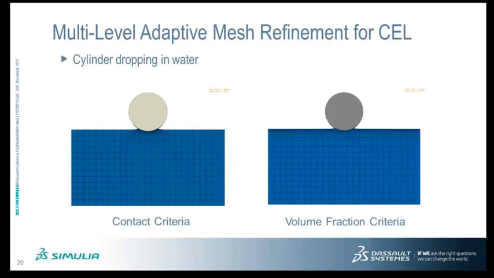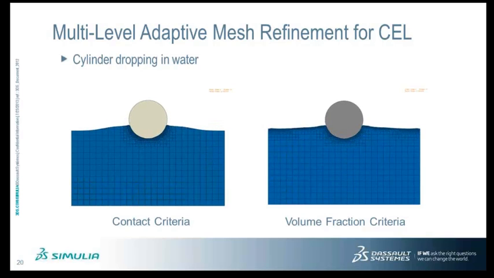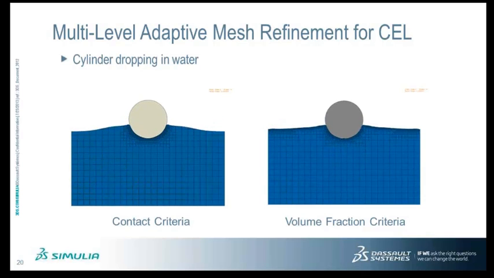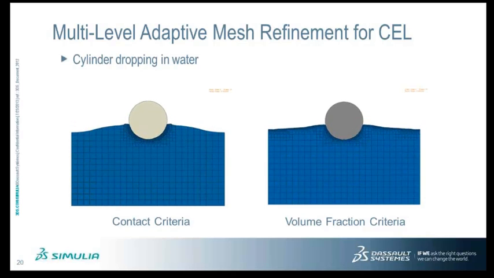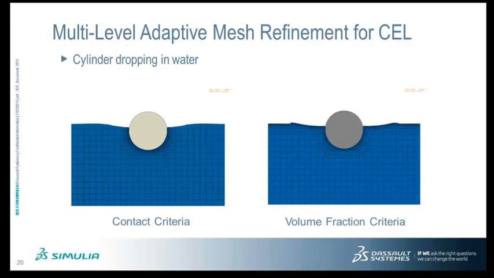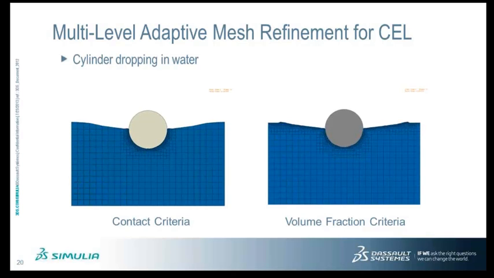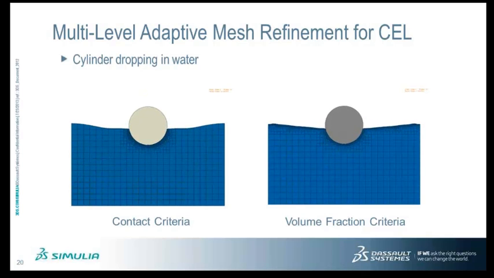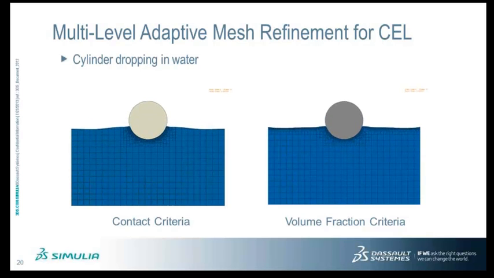Okay, so the last thing I want to talk about in structural mechanics is the mesh refinement for CEL. CEL is our coupled Eulerian-Lagrangian capability, and this is available in Abaqus Explicit. In the previous release, in 6.12, we had a new feature to allow you to refine the mesh based on a certain criterion, but the refinement was a single level of refinement. So a given element could be refined only once. We've enhanced this in 6.13 to allow multiple levels of refinement.